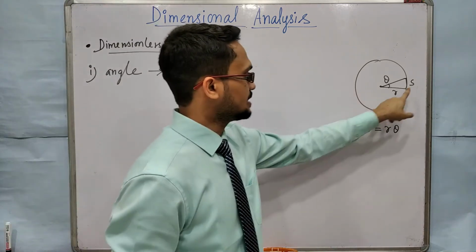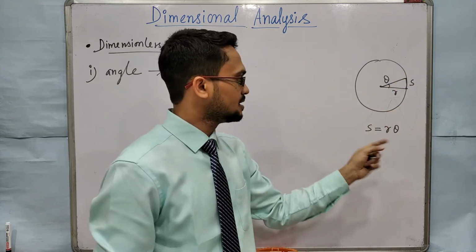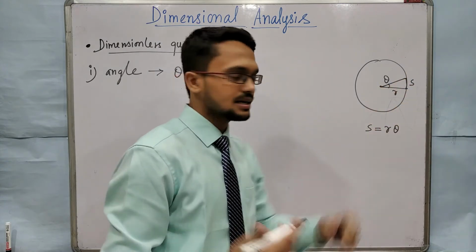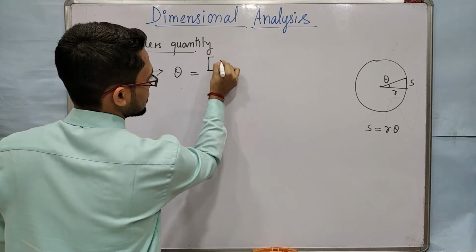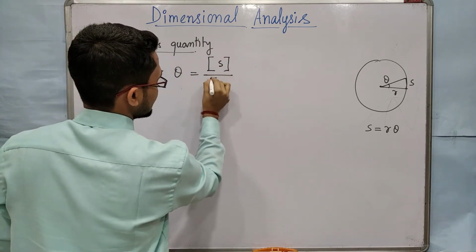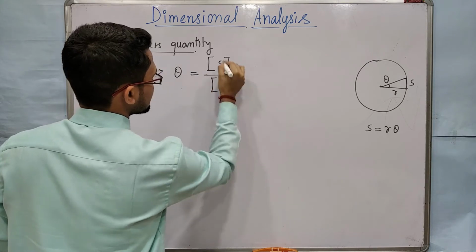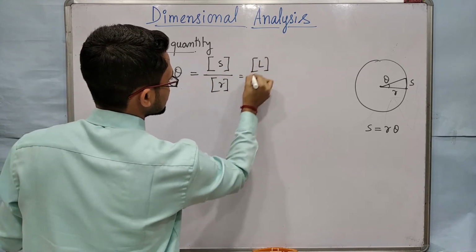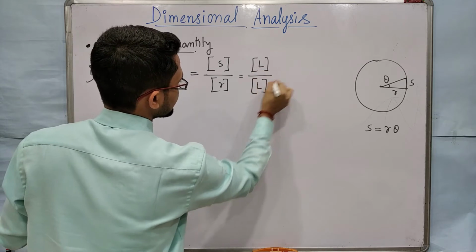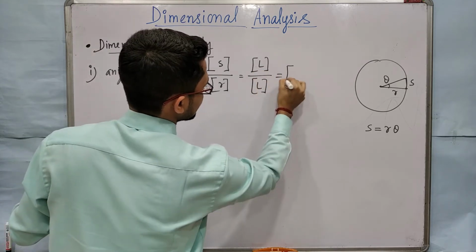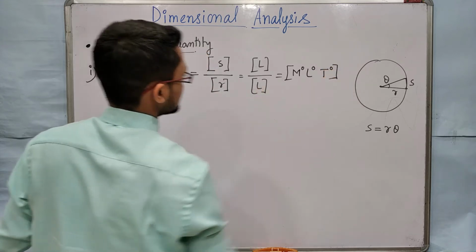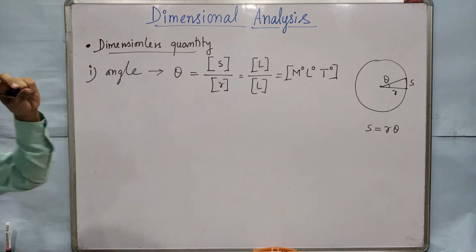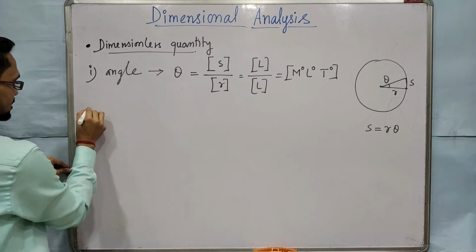S is what? S is this length, it is a length. R is what? Radius, also a length. So the dimension of theta will be the dimension of s by the dimension of r. Both have dimension L. So it is nothing. That means M to the power 0, L to the power 0, T to the power 0. Okay, that means angle has no dimension. It is a dimensionless quantity.